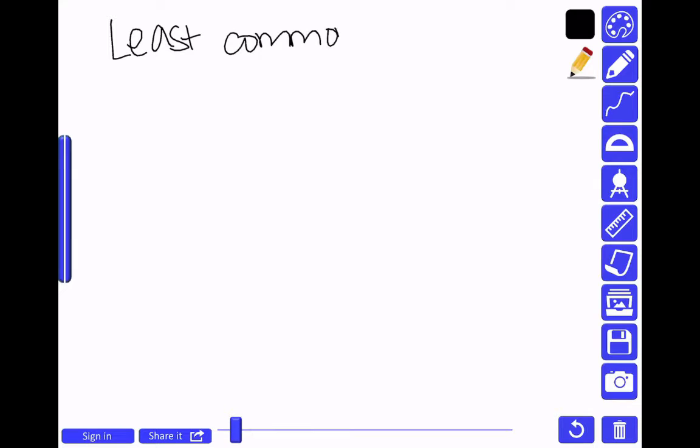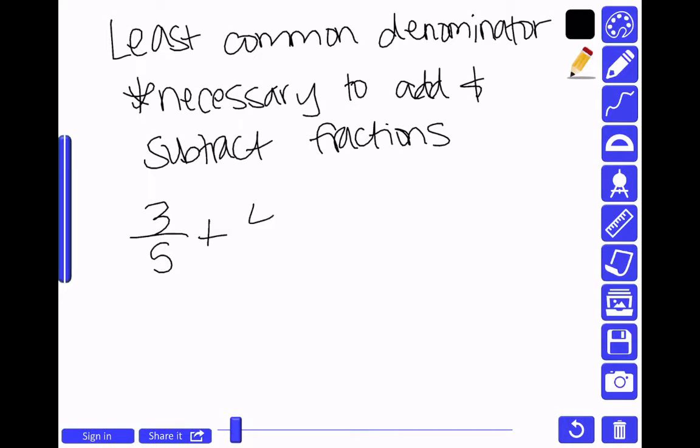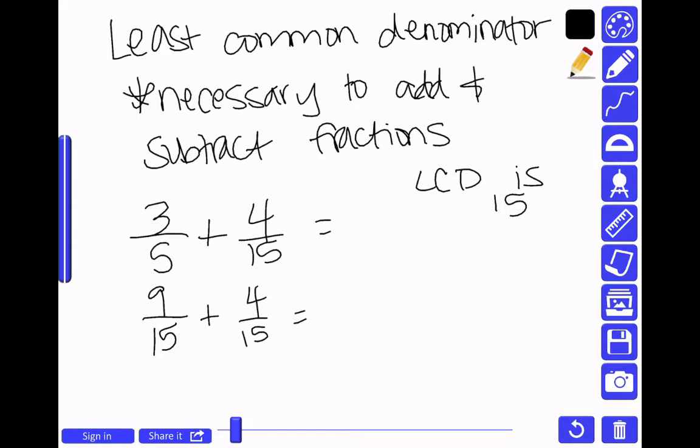All right, let's look at the least common denominator. The least common denominator is necessary in order to add and subtract fractions. So let's look at an example. 3/5 plus 4/15. They do not have a common denominator, so we need to find one. Well, the least common denominator is actually going to be 15. That is also the least common multiple. So multiples of 5 are 5, 10, 15, 20, 25. And so when we get to 15, that means that's our least common multiple.